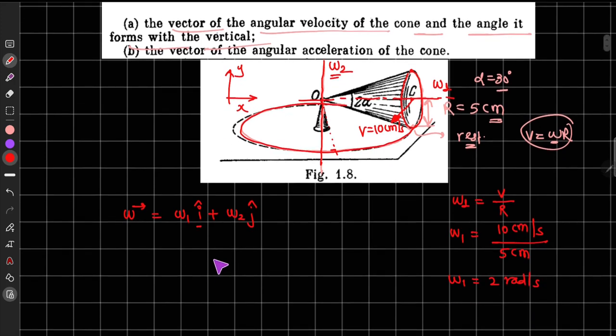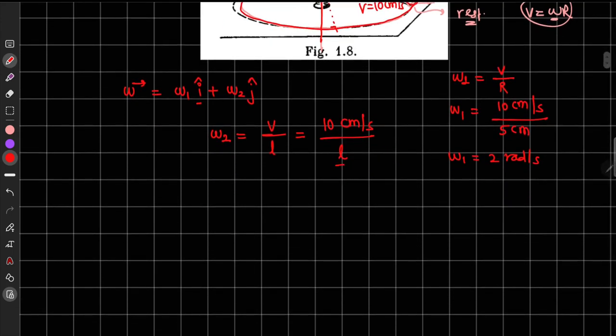Now let us talk about omega 2. The center of the base of this cone is actually rotating in the bigger circle. So if we want to find this omega 2, then we can write velocity divided by this particular length. Let us denote it by L. So we can write omega 2 equal to velocity divided by L, that is equal to 10 centimeter per second divided by L. Now we have to find this length.